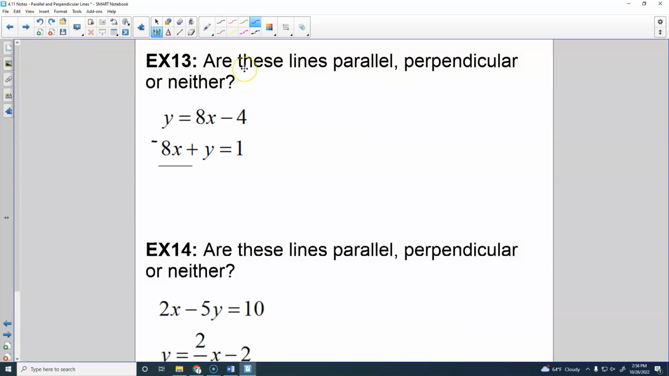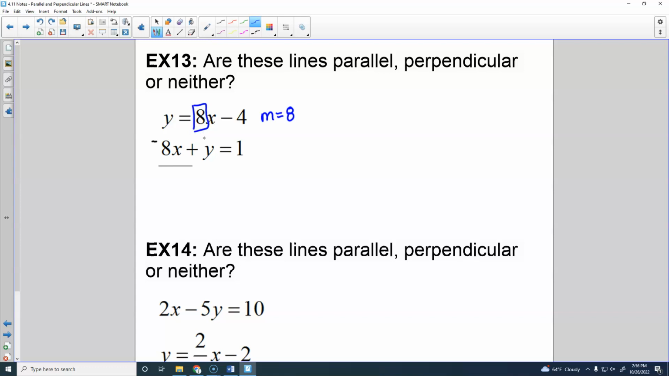All right, so 13. Are these lines parallel, perpendicular, or neither? Does yours have a negative drawn in right there? It does, okay. So the first equation, Blakeland, what's the slope of that first equation, y equals 8x minus 4? Yeah, 8, right? So our slope right here is 8.